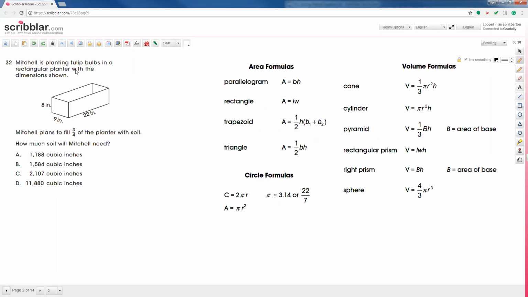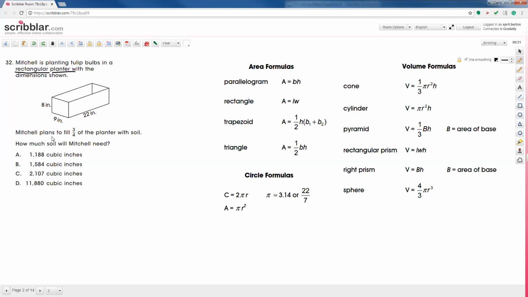So for this problem, this was taken from one of the old math OGTs. It says, Mitchell is planting tulip bulbs in a rectangular planter with the dimensions shown. So as you're going through the problem, it can also help to underline keywords. Rectangular planter, that's a keyword. And they give you a picture, so it's easy to understand exactly what the shape is.